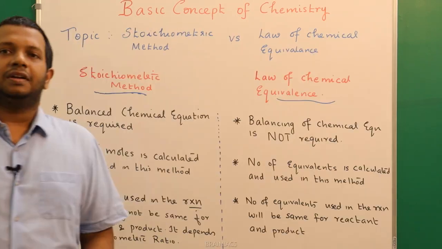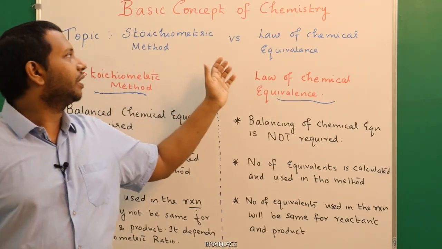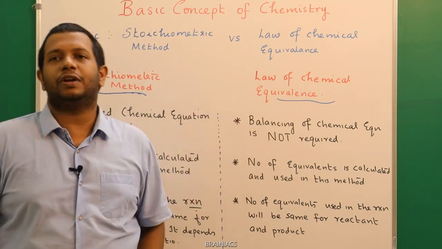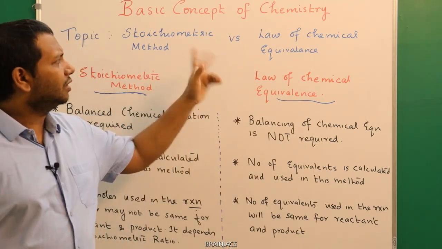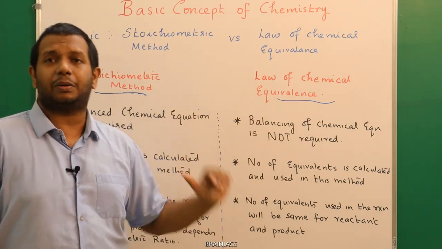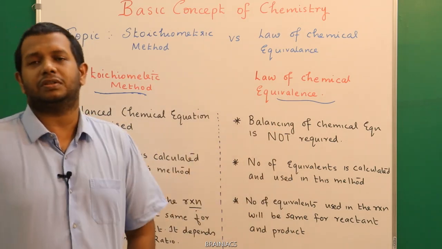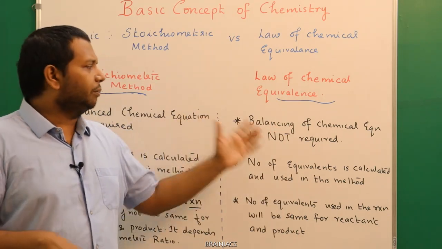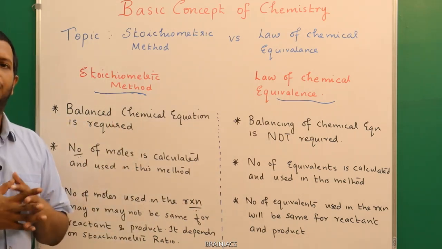Hi students, next we are going to compare the stoichiometric method versus the law of equivalence method. This is very important. If you understand the difference between these two, you will clearly understand why this method is required, and what the advantages and disadvantages of these methods are. I have already written the comparisons, so if you want you can take a snapshot and note down. So let's compare it.